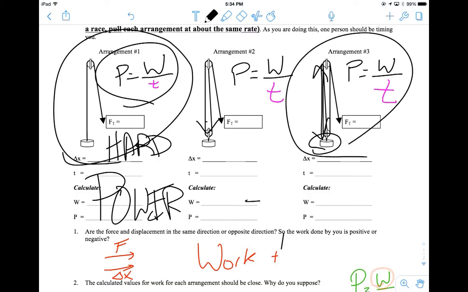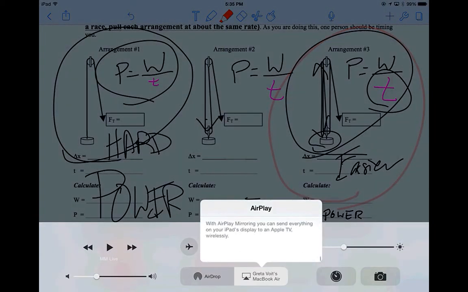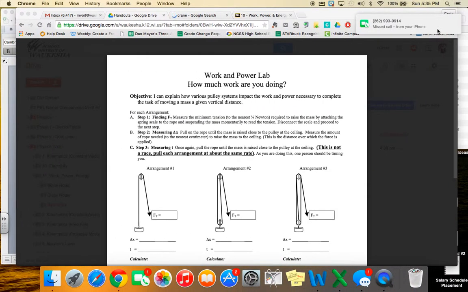Whereas over here in the third arrangement, it took a way bigger amount of time. So same work divided by a really big number means a really small power value. Small power value means I don't have to exert as much energy or do as much work per second. In other words, this is going to be a much easier task. So what we're seeing is that the more time it takes, the more complex our system is, the less work output that we need to do. And as a result, the easier it's going to be for us to accomplish the same task. The less work being done, less energy you need to exert.